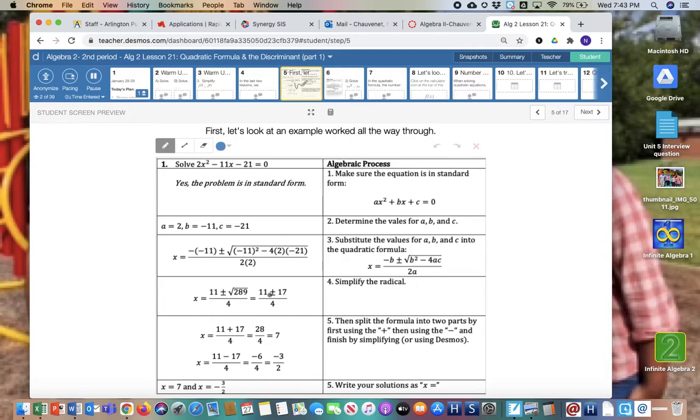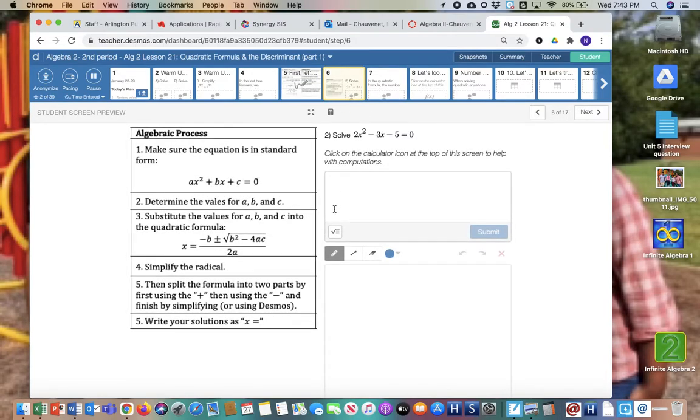Alright, so now we go 11 plus 17 divided by 4, 11 minus 17 divided by 4, and then those are our two solutions. Okay, so we get 7 and then negative 3 over 2. Alright, so let's show one here. Okay, so here's what we see. Okay, so first thing first, alright, we see this scenario right here.